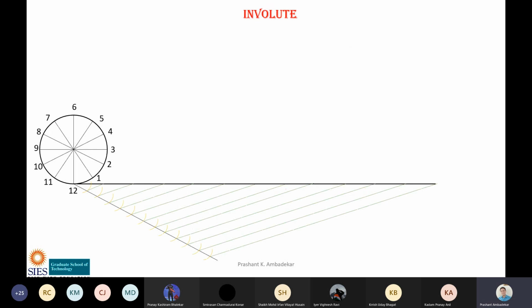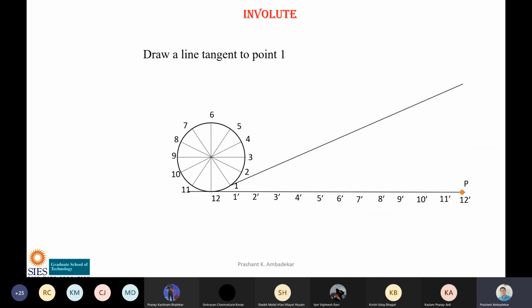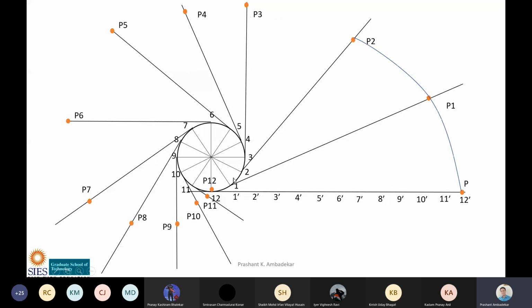What we have done? We have drawn like this, and then from every point on the circle we are drawing a line, and that line is tangent to the circle, perpendicular to the radius. Now since this is tangent, this angle is 90 degree. We have studied this in maths standard 10. Now that is done. So we have drawn all the tangent lines. Now what is the next step?